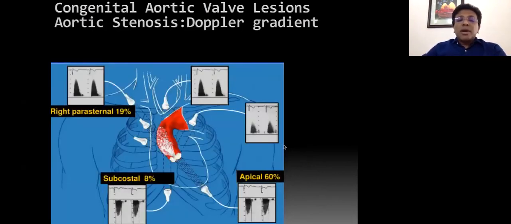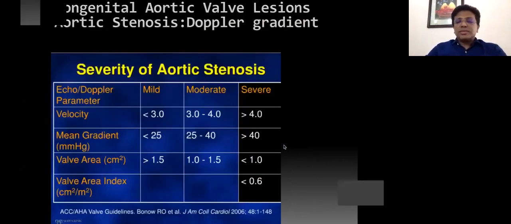The measurement of the gradients is important because we need to get a parallel beam to get proper measurements of the aortic gradients. Sometimes you can get good Doppler gradients on the apical four-chamber view. Sometimes you may have to go for the right high parasternal view to get proper alignment, to get proper assessment of the aortic valve.